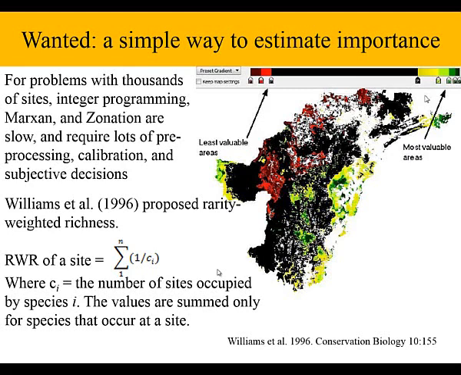Even though it has a lot of species, they're all very common species. So it would have a very low score. So it's a very, very simple concept for every cell. For every species that actually occurs in that cell, I take the reciprocal of the number of cells in which it occurs, add them up, and that's its rarity weighted richness. So it's its richness weighted by the rarity of each of those species.